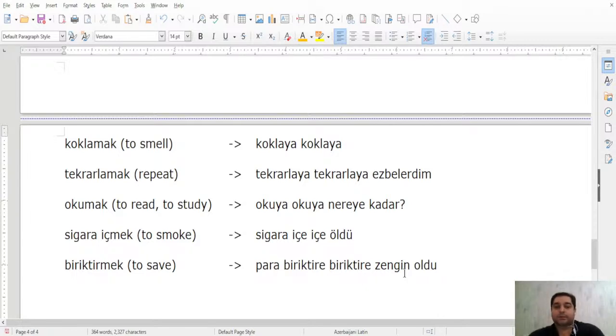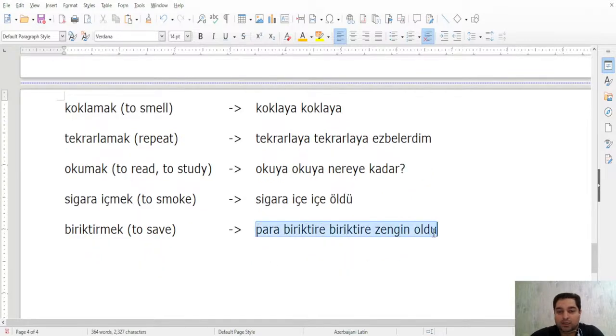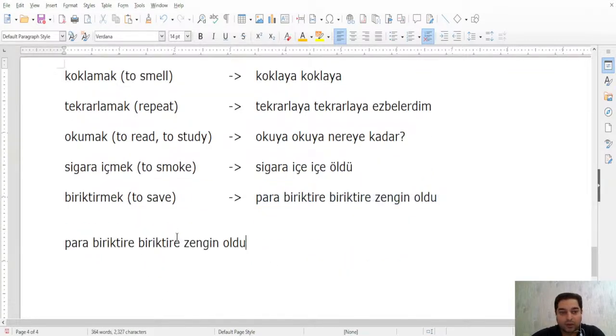Now let me copy the sentence down here and make it a bit different. Now, biriktirerek. Back to Susan's question. Para biriktire means the same thing as with para biriktirerek zengin oldu. So how did you become rich? By saving money. Para biriktirerek zengin oldu, or para biriktire zengin oldu.